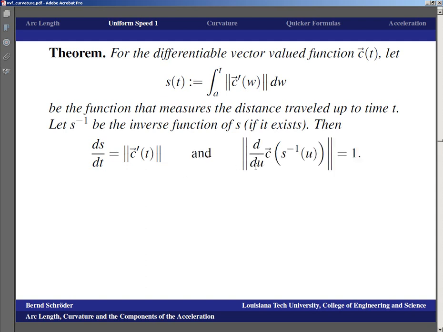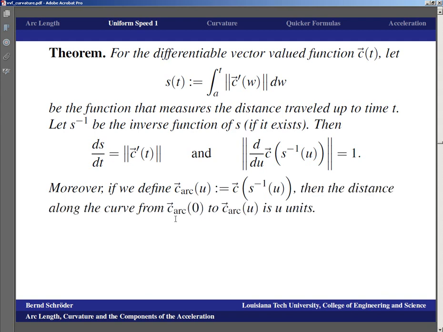And we have that the derivative with respect to u of c of s inverse of u is 1. That's what I promised, right? We are now using the distance to measure our time. So if distance is time, then at time equals distance u, we will have traveled a distance of u conceptually. We're going to see how the computation works out in the proof. And if we define c arc of u to be c of s inverse of u, remember s inverse is the inverse of our time-to-distance function, then the distance along the curve from c arc of 0 to c arc of u is u units.